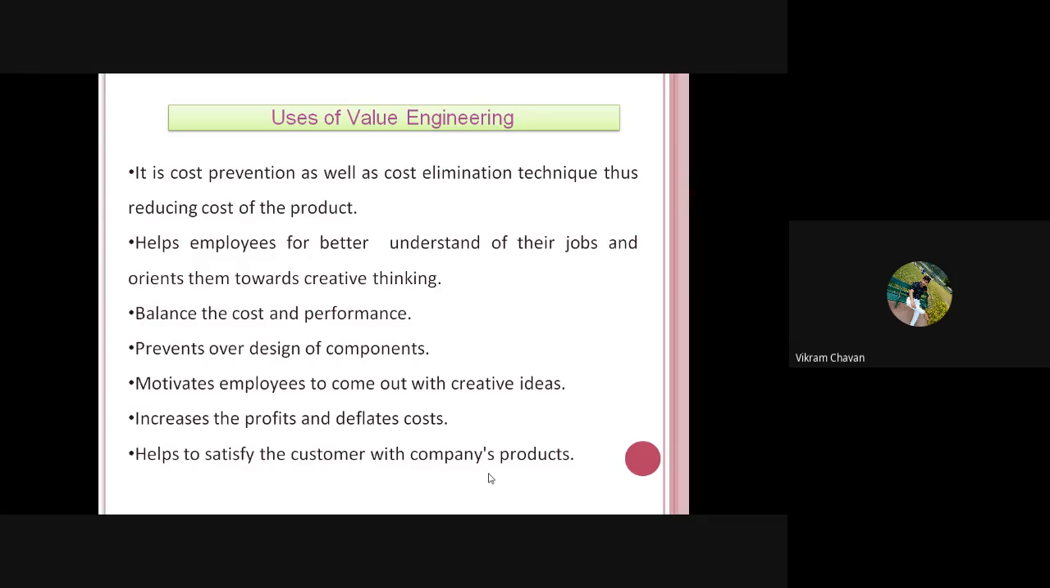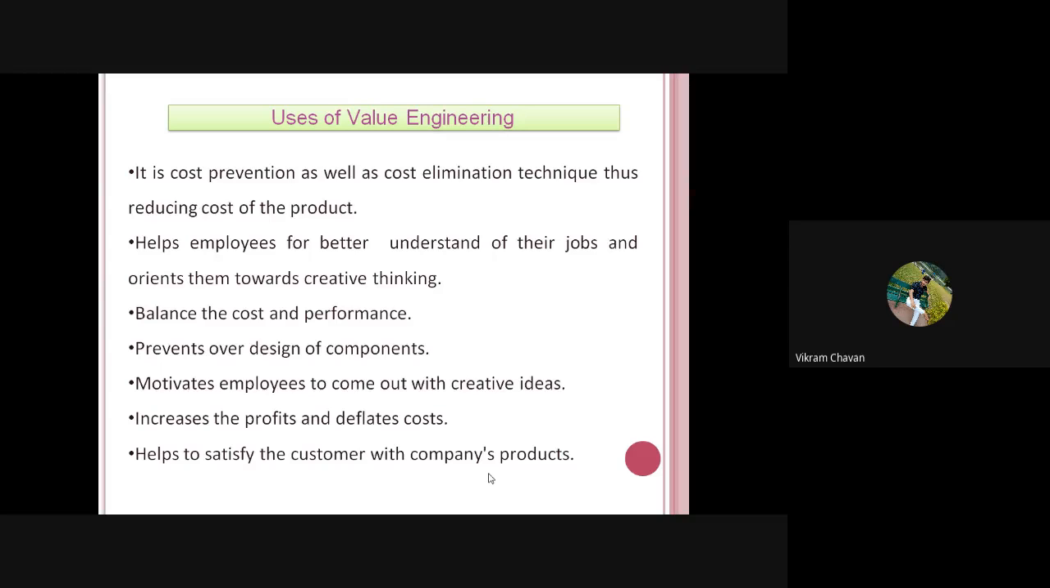So it is a requirement that a design should not be over designed. Any product should not be over designed, as that will increase the unnecessary cost of the product.